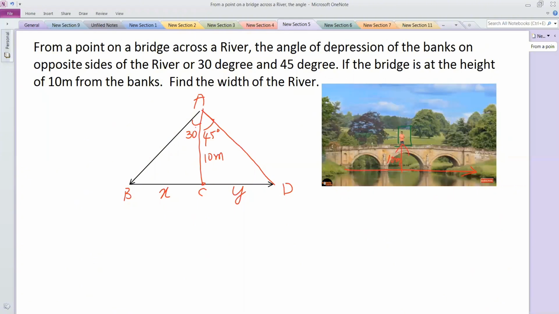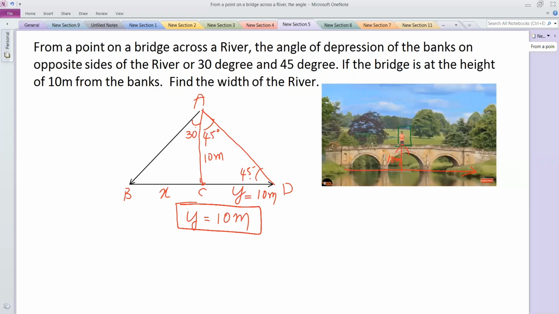See here, if this is 45 degree, this also will be 45 degree. You know the concept that the sides opposite to equal angles are equal. If the side opposite to 45 is 10 meter, then this side opposite the other 45 is also 10 meter. That means we got the direct value of y as 10 meter. I think it is clear for you.